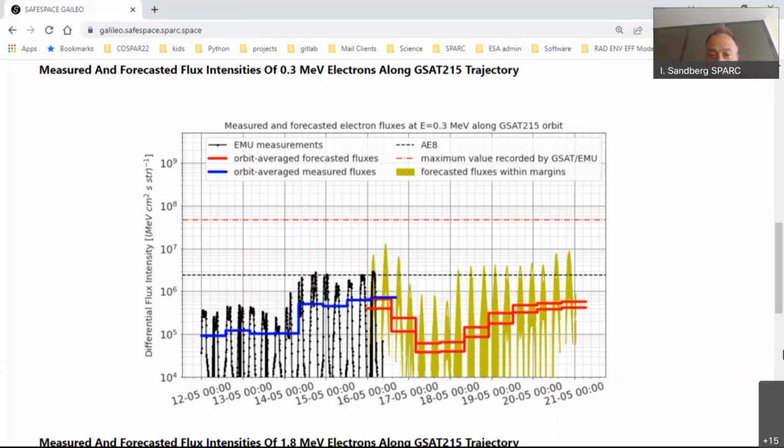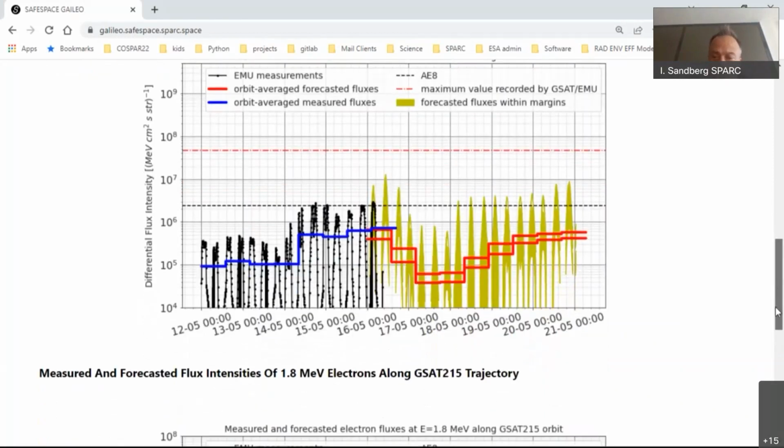From what we can see here, this plot was created 3 days ago. We're not in operational mode at this moment. What is interesting is that, at least for this limiting case, we see a kind of natural continuation of the measured fluxes through the forecast provided by the SafeSpace outputs.